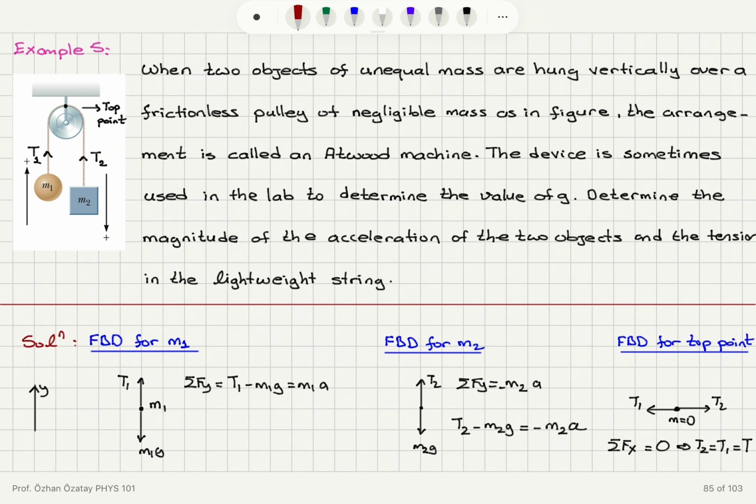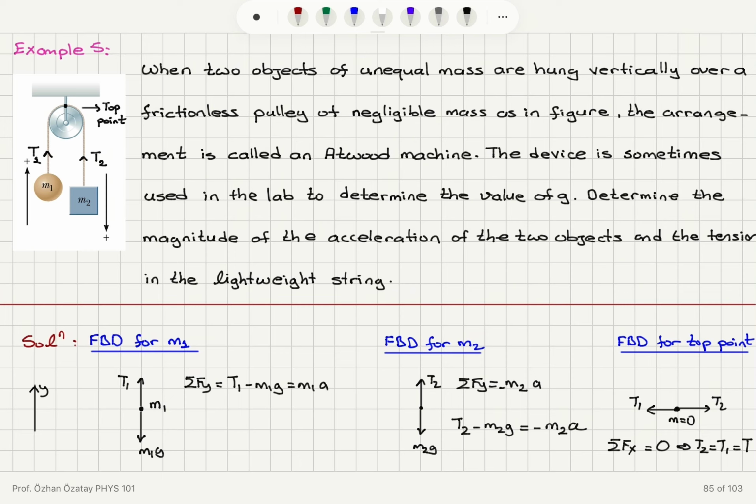Okay, so in this problem, we're talking about the Atwood machine. We have two objects of unequal mass hung vertically over a frictionless pulley. Pulley has negligible mass. We also have a lightweight string. This is sometimes used to determine the value of G in the lab. We want to know magnitude of acceleration and tension. Tension is already the magnitude of the force acting on the string, as you know.